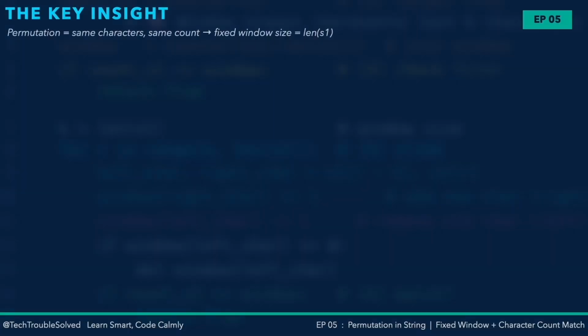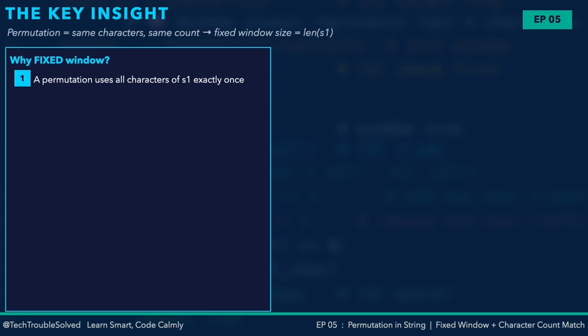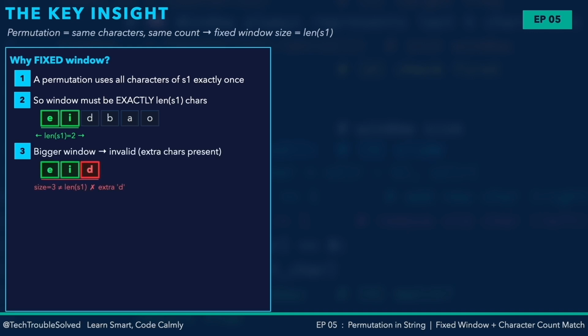This is my favorite slide in the whole deck because once this clicks, the entire solution becomes obvious. Here is the insight. A permutation uses all characters of S1, exactly, every single one, once. So what does that tell us about the window size? The window has to be exactly the length of S1 characters long, not bigger. If the window is bigger than S1, it has extra characters that S1 does not have. That cannot be a permutation of S1.